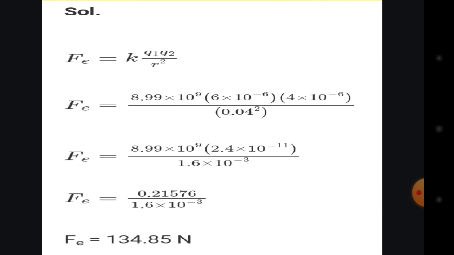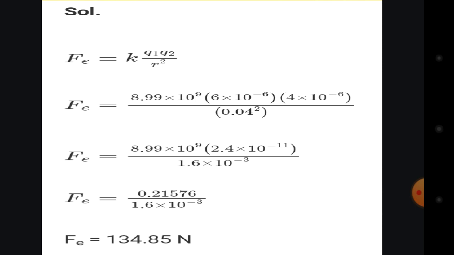Then the 0.4 square, we will end up with 1.6 times 10 to the power of 3. That is the value for the square of the r, that's the radius. And the upward, if we just multiply the constant value of Coulomb's law, that is the 8.99 times 10 to the power of 9 times 2.4 times 10 to the power of minus 11, we will be having a value of 0.211576. That is the value that we will get.